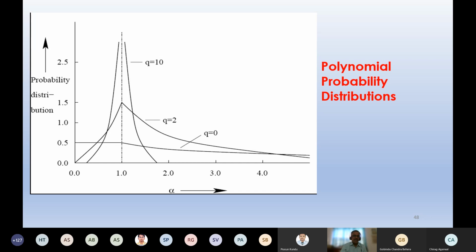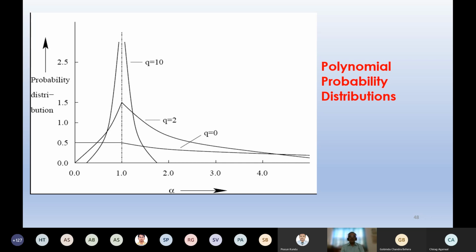For example, if I take Q equals 2, the area under this particular curve will be equal to 1.0. That is the total probability. That means the area under the curve in the contracting zone should be equal to 0.5, and the area under the curve in the expanding zone will be equal to 0.5, and the sum of 0.5 and 0.5 is nothing but 1.0.